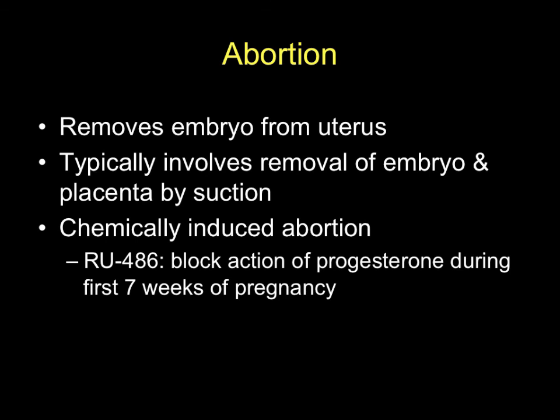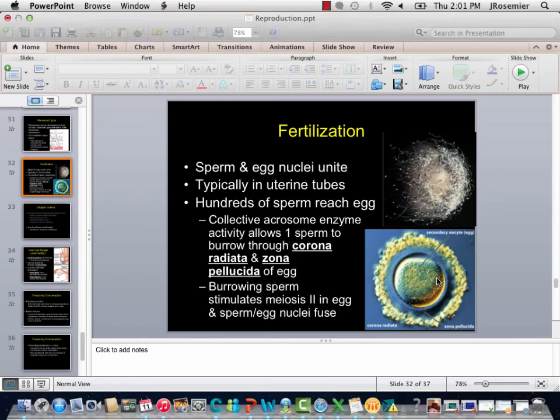And of course, if you don't have progesterone, you cannot maintain the uterine environment, and so menstruation would occur, and with the menstruation would also come the embryo at that point in time. So it basically induces menstruation after the pregnancy to help remove the embryo from the female's body.